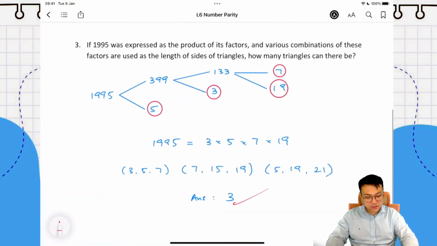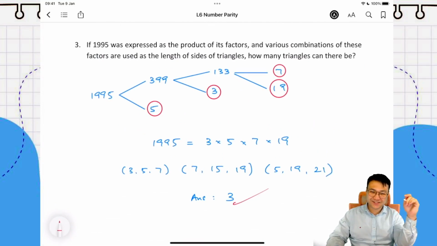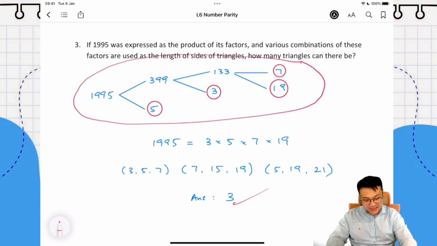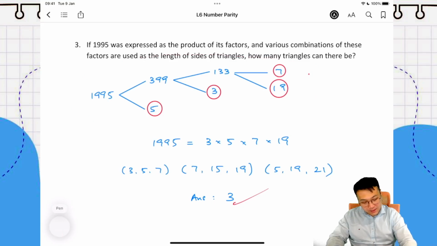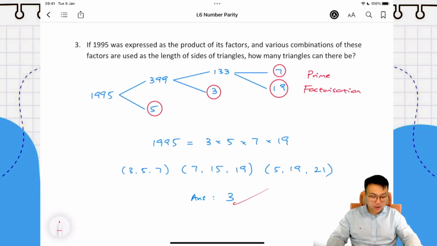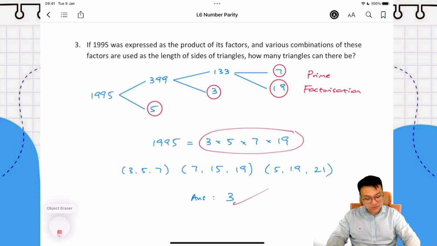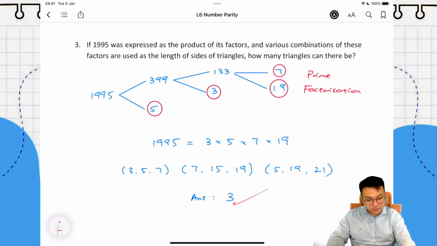So what did we learn here, students? We learn how to break down the number 1995 by using this method. This method is called prime factorization. You are trying to get the prime factors of a number. So you break them down slowly until you get all the prime numbers. So once you have the factors, you can use these factors to form your triangles, okay?